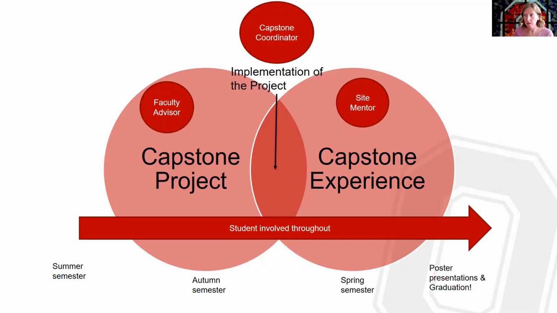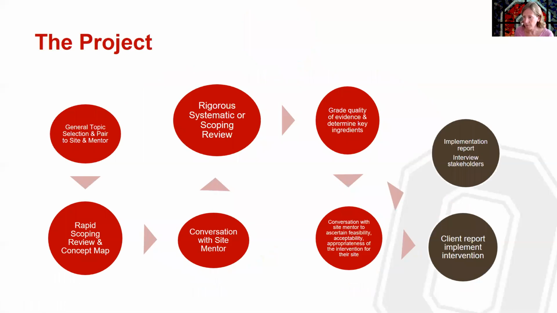Just to revisit when all of this is happening, we're here in summer semester, and we're just beginning this thing called the Capstone Project. Where we are is here, this conversation with you as the site mentor. We've got this topic. They've done this rapid scoping review and concept map, which is a systematic way of figuring out what's in the literature surrounding this general topic. And the point of this call is to figure out where they're going to move next.